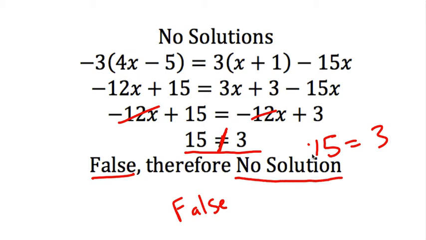Okay, so again, that's what we're looking for, is the variable to cancel. If the variables cancel on both sides, key point there, both sides, then we look for, is it true, IMS, is it false, no solution.